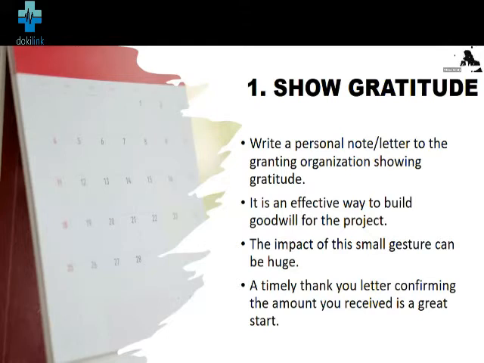So just a simple gesture of sending a thank you note, a thank you letter, sets a big stage for goodwill for your project. Now, the thank you letter should be timely, and it's advisable to state clearly in your letter how much the grant is worth.